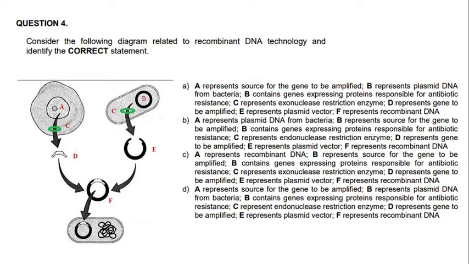So option A: A represents source for the gene to be amplified. B represents plasmid DNA from bacteria. B contains genes expressing protein responsible for antibiotic resistance. C represents exonucleases, restriction enzymes. D represents gene to be amplified. E represents plasmid vector. F represents recombinant DNA. So you need to find what represents what.